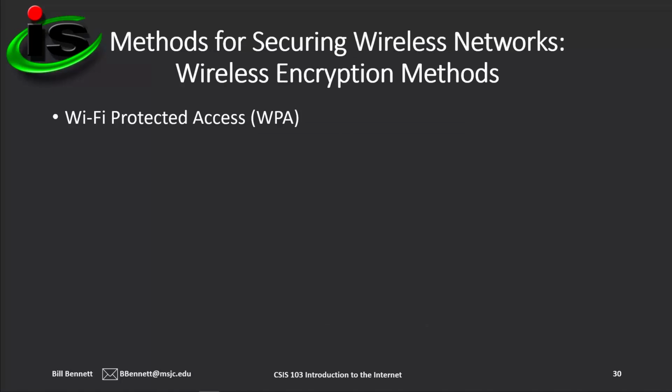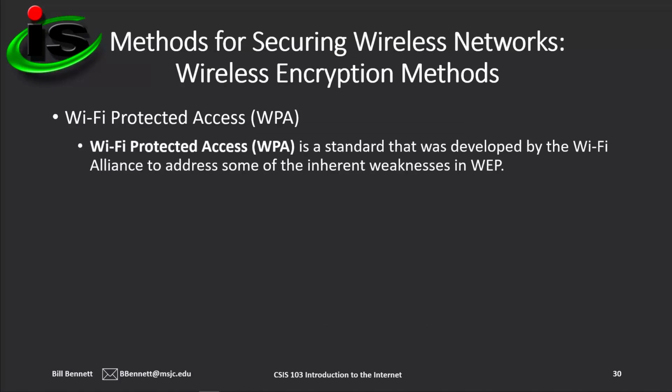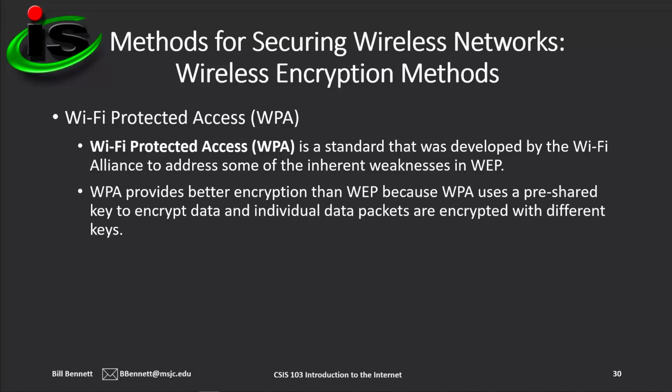Wi-Fi Protected Access, or WPA, is another wireless network security protocol. It's a standard that was developed by the Wi-Fi Alliance to address some of the inherent weaknesses in WEP. WPA and the subsequent WPA2-PSK version provide stronger encryption than WEP because WPA uses a pre-shared key to encrypt the data, so the key isn't broadcast before the data is encrypted, and individual data packets are encrypted with different keys. This means that a hacker might be able to intercept a data packet, but they won't be able to gain access to the entire message automatically. This will make the content of the complete message difficult to read.